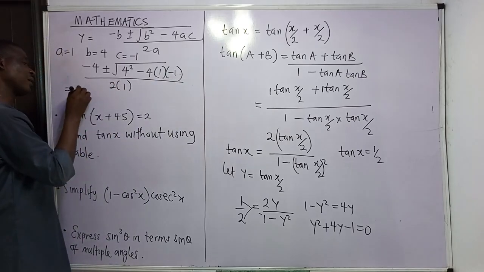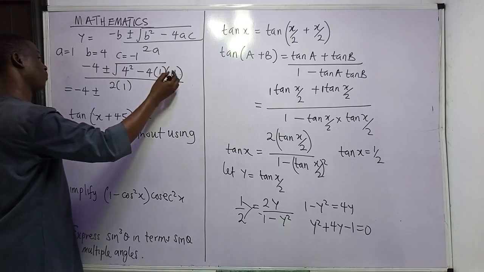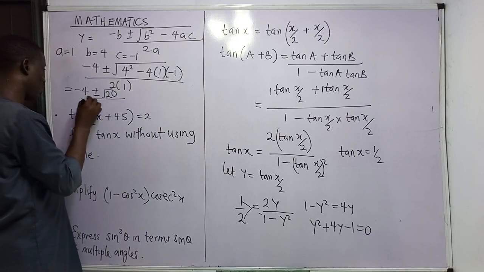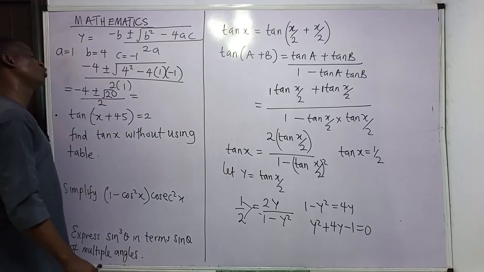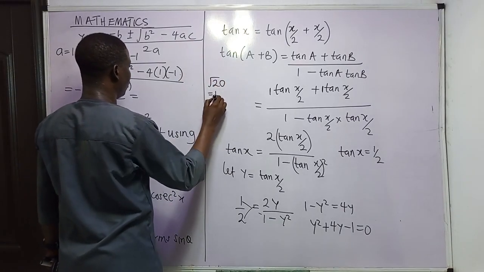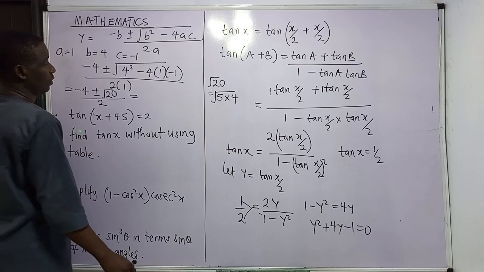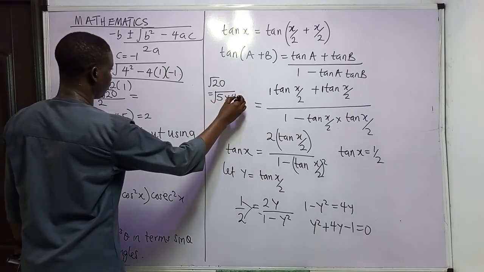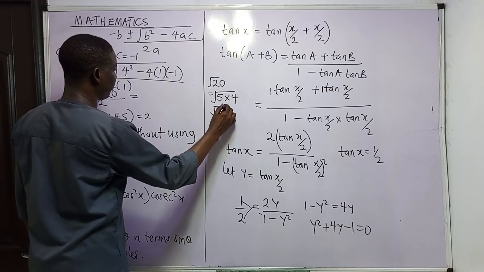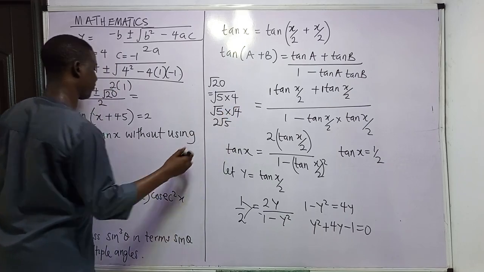So what will now be our answer? Minus 4 plus or minus square root of 4 squared plus 4, because minus and minus is plus. It is square root of 20 all over 2. Recall that square root of 20 is the same thing as root 5 times 4. This can be broken out as root 5 times root 4, and root 4 is 2.